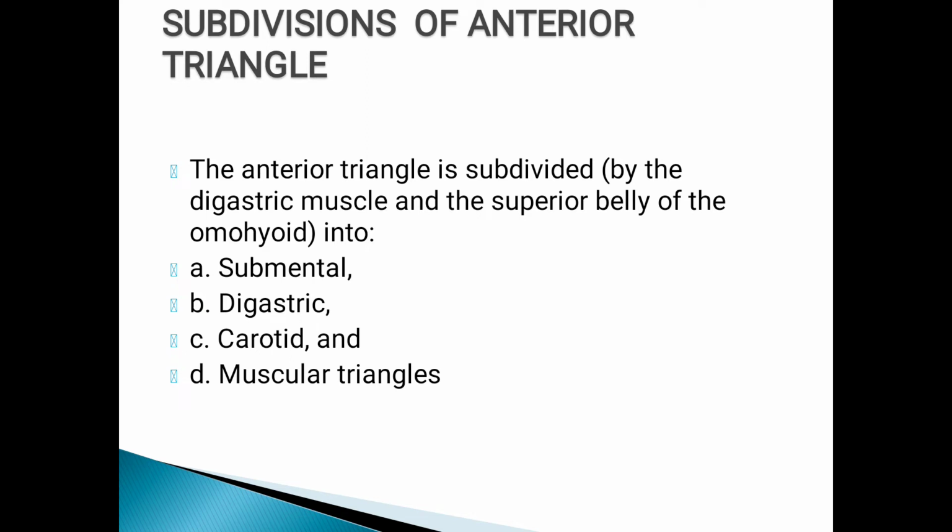So the anterior triangle is subdivided by digastric muscle and the superior belly of omohyoid muscle into further smaller triangles. The names of these triangles are submental triangle, digastric triangle, carotid triangle, and muscular triangle.